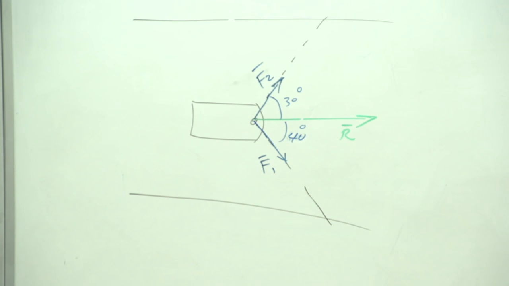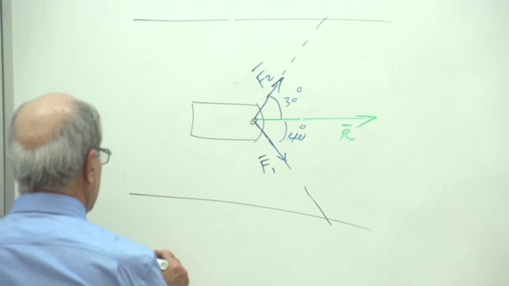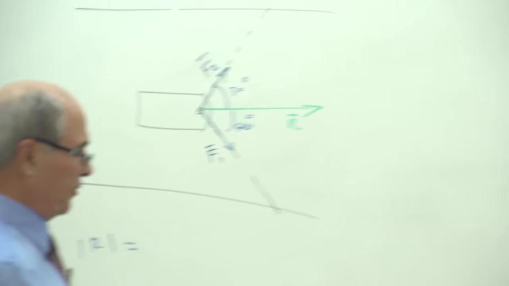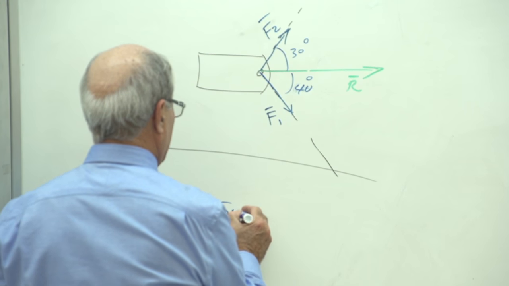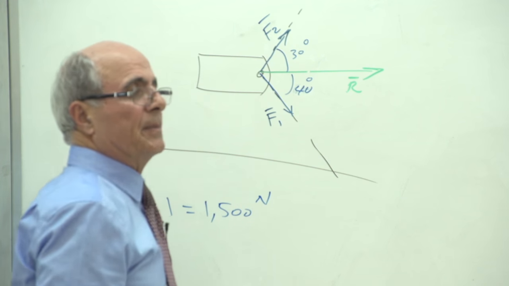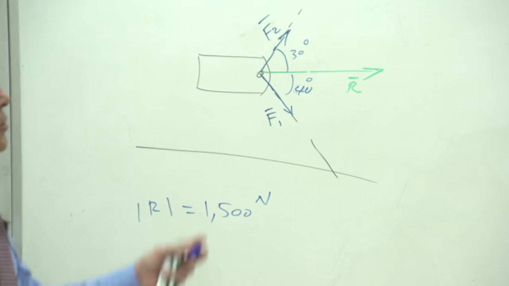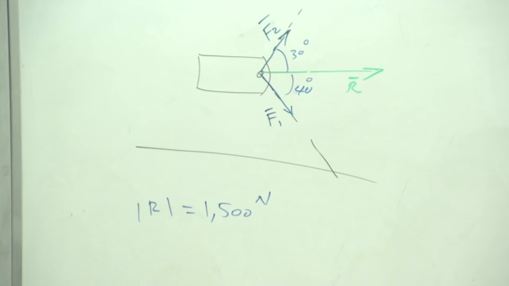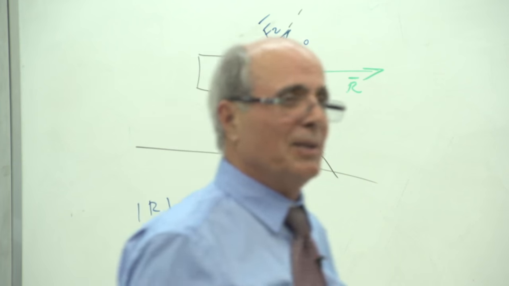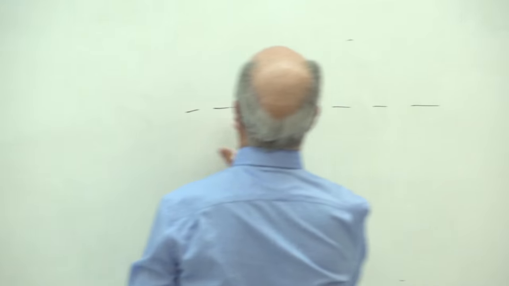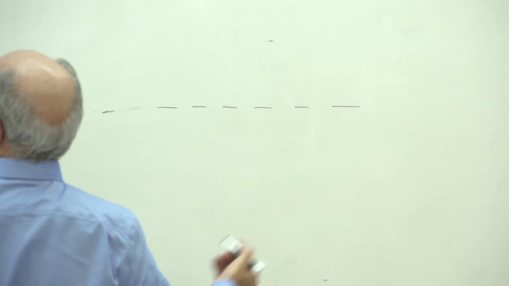What else is given? Notice the magnitude of R is given equal to 1500 Newton. The resultant has to be horizontal. Can you connect the two problems together, guys? Any suggestion? I said it's the same, so I have to put a polygon of forces, which is a triangle. Yes or no? Yes. I know the resultant should be along a horizontal line, correct? Yes.